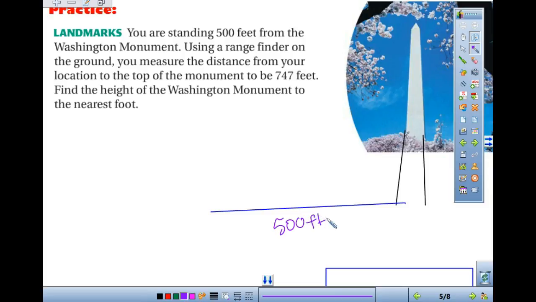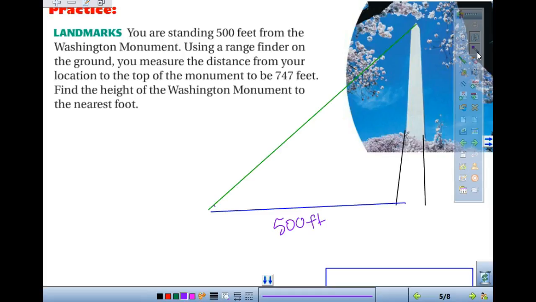And now it says you're using a rangefinder on the ground. So a rangefinder is sitting on the ground, and it is measuring the distance to the top, right? So we're going all the way to the top. If we go to the top of that, we're going from here down to here, because our rangefinder was sitting on the ground. It says 747 feet. How tall is the monument?